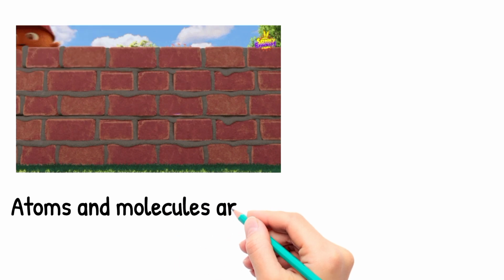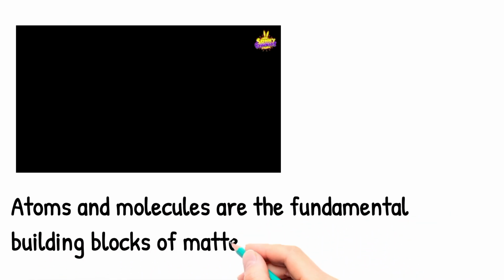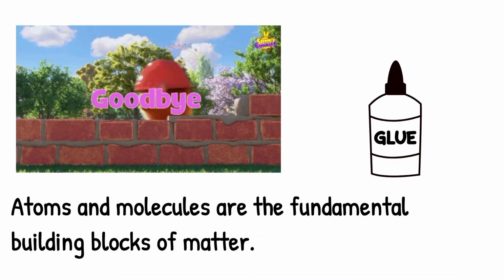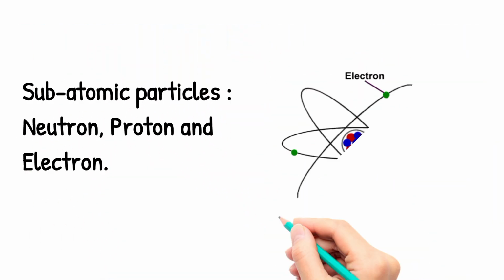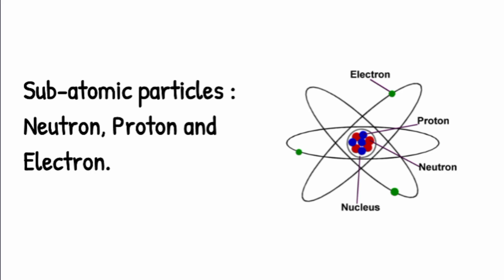So, what are atoms and molecules? Basically, atoms and molecules are the fundamental building blocks of matter. Protons, neutrons, and electrons are the subatomic particles, which means that an atom is comprised of these three particles.